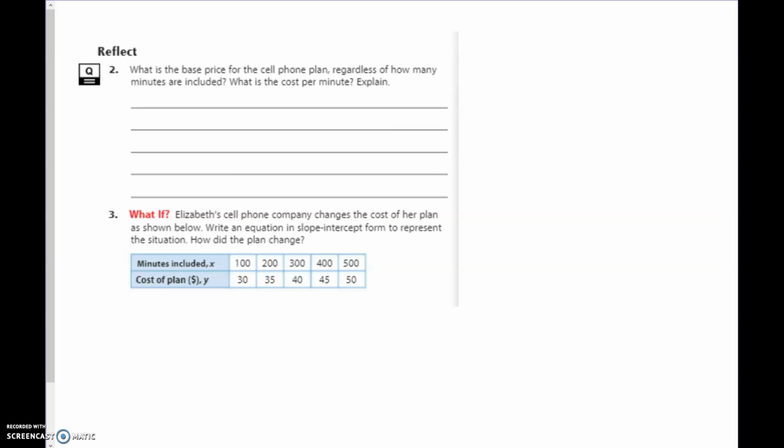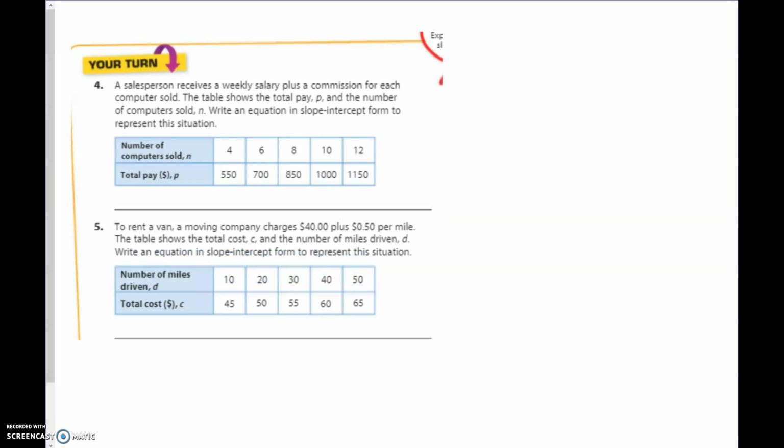All right, let's go on to a couple your turn problems, and then we'll get going on your homework. Okay, number 4, a salesperson receives a weekly salary plus a commission. The table shows the pay and the number of computers sold. Write an equation. So again, for number 4, we want y equals blank x plus blank. Okay, so we need to find the slope.